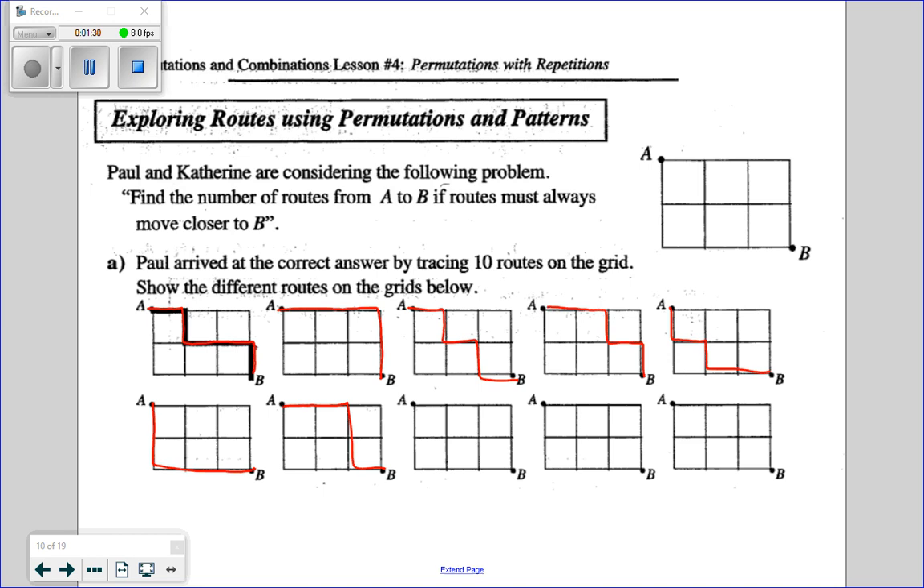Now you always have to be moving closer to B. Okay, so you're not allowed to backtrack. There's got to be 3 more that I'm not seeing. There's that one. No, that's that one over here. Oh no, that's not that one. Okay. What's another one? Oh, yes. That's one. Yep. Okay, there's got to be one more.